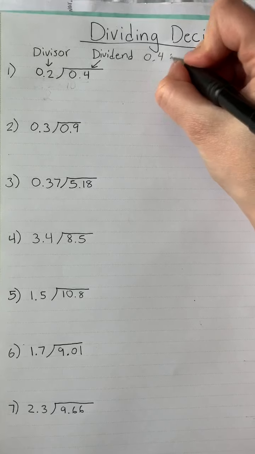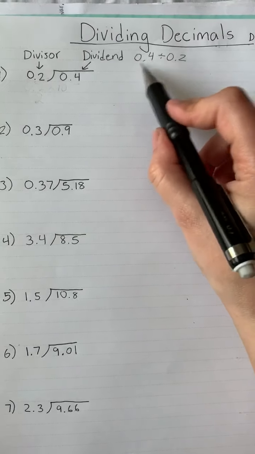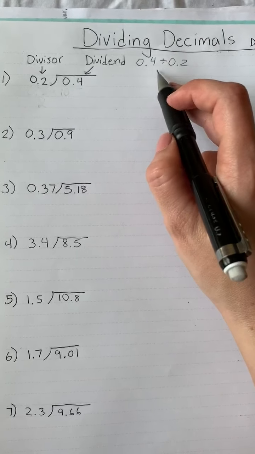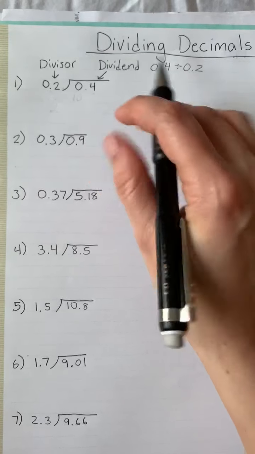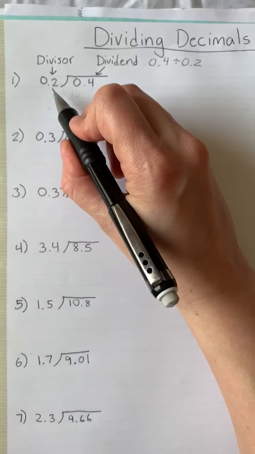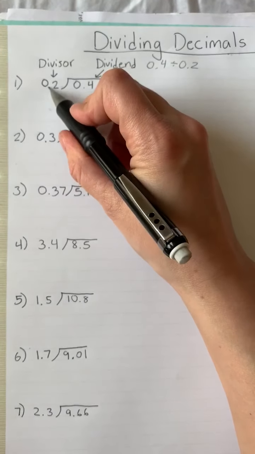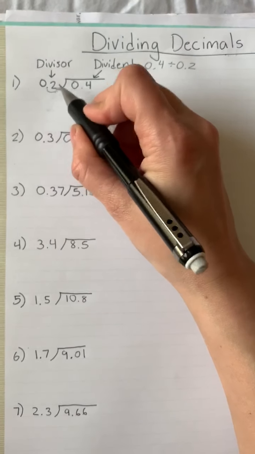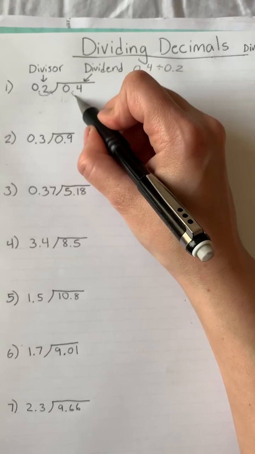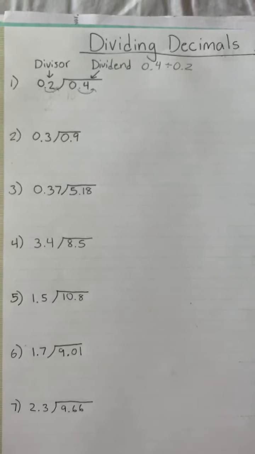0.4 divided by 0.2. So this first number right here is always going to go inside this box right here, no matter what. So to make it easier to answer, we want to make this decimal a whole number. So to make this a whole number, we're going to move this decimal over here by multiplying 0.2 times 10. And we're also going to move this decimal over here because what you do to this side, you have to do to this side as well.